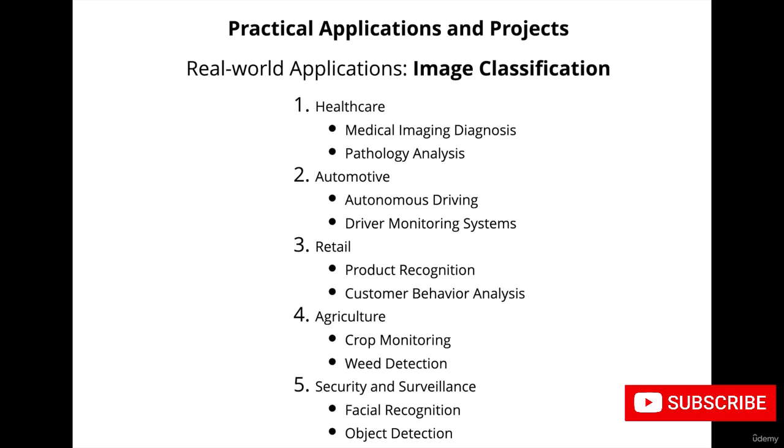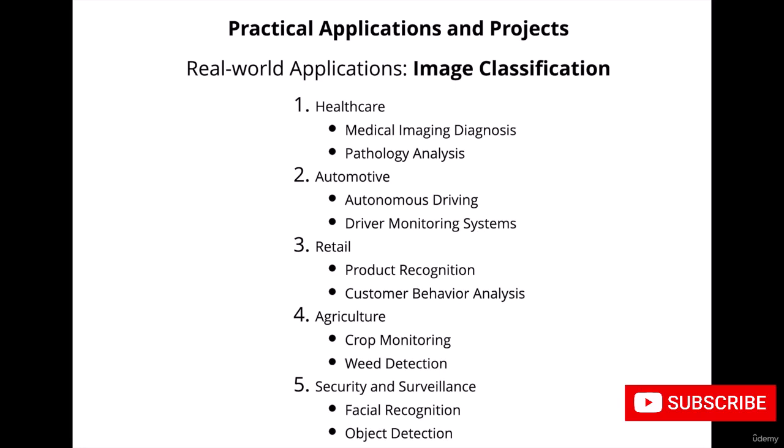First one is facial recognition. Image classification is utilized in security systems for facial recognition and biometric authentication. ML models analyze facial features and patterns to identify individuals from images and video footage, enabling applications such as access control, identity verification, and surveillance. Second, object detection. Image classification models detect and classify objects of interest in surveillance footage, such as people, vehicles, and suspicious activities.